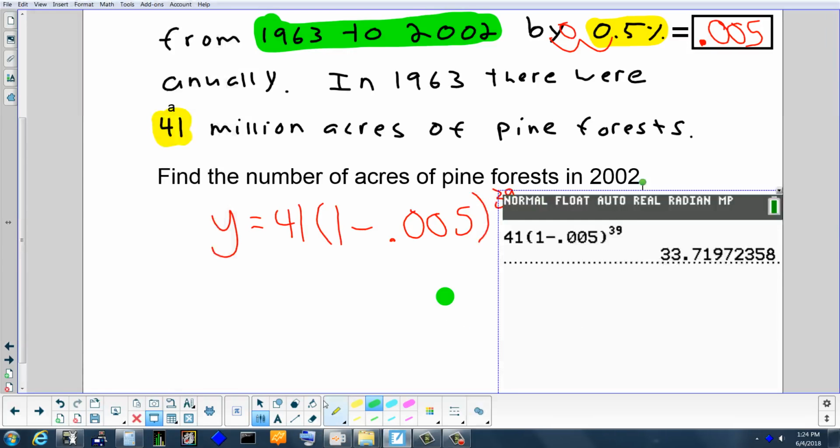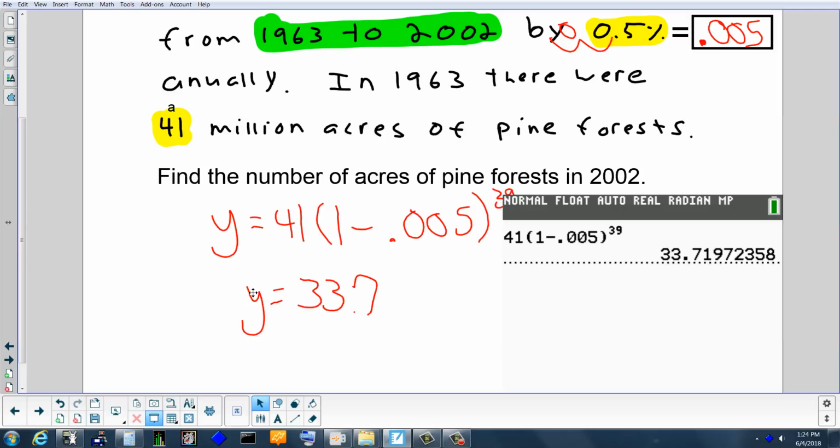Do you want to round that a little bit? Yeah, 1 decimal. So guys, how many acres would be left? 33.7. So almost 34.